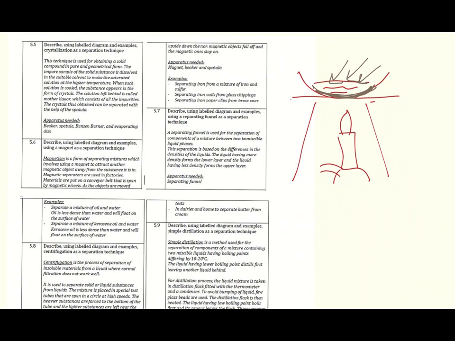Next method, describe using a labeled diagram.